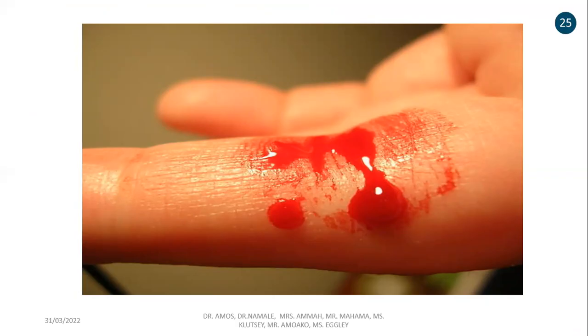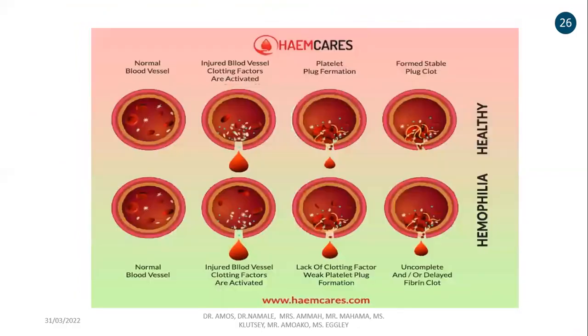Now, when you take the human blood, there are three components. We have the red blood cells, the white blood cells, and the platelets. And it's the platelets that help in clotting of blood. So in people with hemophilia, their platelet clots are weak, and so the plug is not able to form to cover the opening of any cut or any wound, and that is why their blood is unable to clot whenever they are injured.